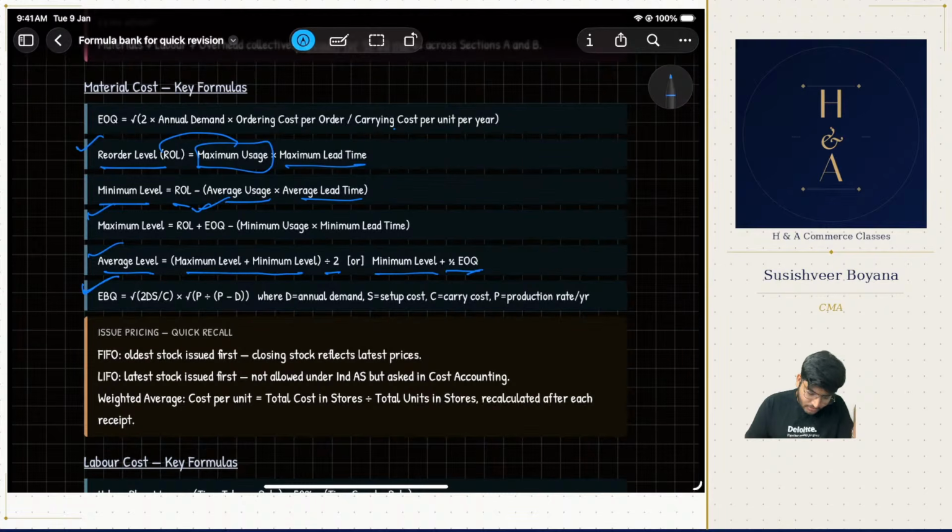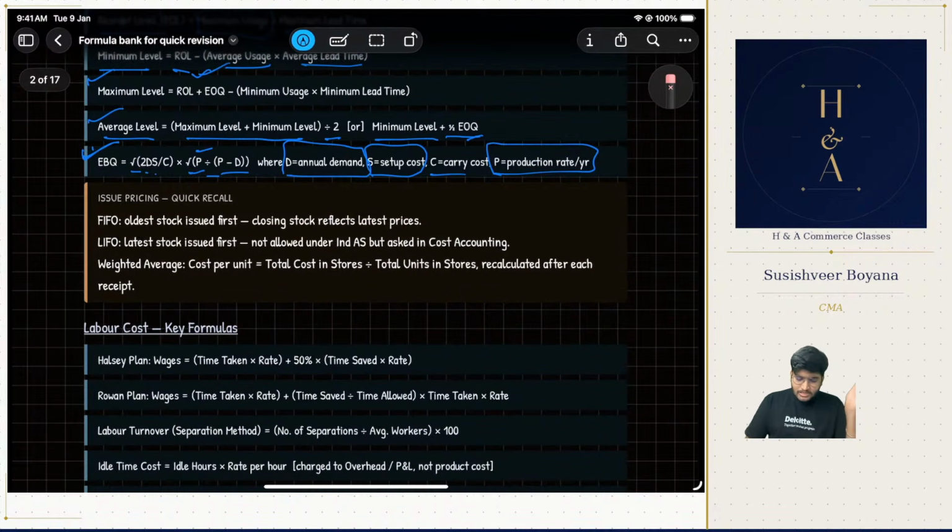Sir, what is EBQ? EBQ is similar to EOQ. It is just economic batch quantity: root over 2DS by C into root over P divided by P minus D. Sir, what is D? Sir, what is P? What is S? D is the annual demand of the good. S is the setup cost. C, we are already aware, it is still the same carrying cost. And P is the production rate per year. You just have to substitute these and you'll be getting your answer. Ideally, we don't see this asked often. EOQ is something the institute prefers to ask quite a lot.